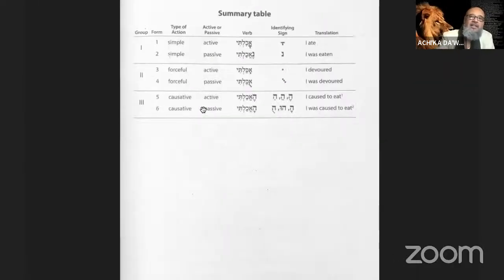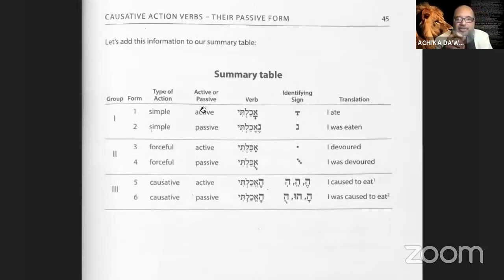Okay. And then in summary, when you get your summary, you'll see, oh, look where I'm at right now. Look what I know. I know group 1, 2, and 3. I know the simple active, simple passive. I know I got forceful down in the active and passive forms. I understand that. And I know what their identification signs are. I know what it looks like. I know what it is. I understand it. And have some confidence.